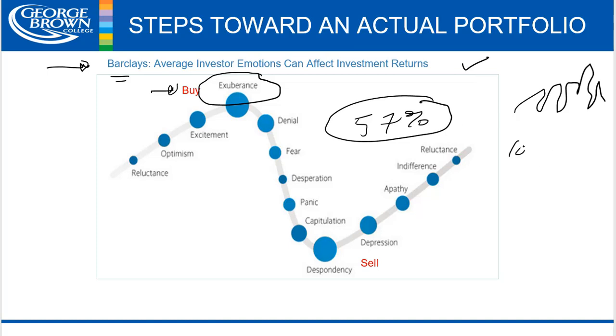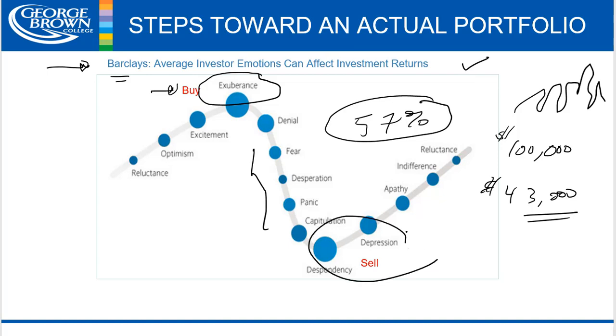So imagine if you had an S&P 500 index fund that at the peak was worth $100,000. When you got down to the trough in 2009, your account would have roughly $43,000, not including dividends. That's a drop of 57%. When that happens, that can send some people into fear, desperation, panic, capitulation, despondency, and depression, and they sell.